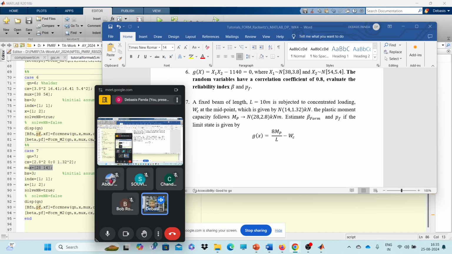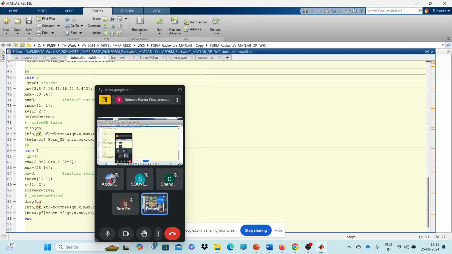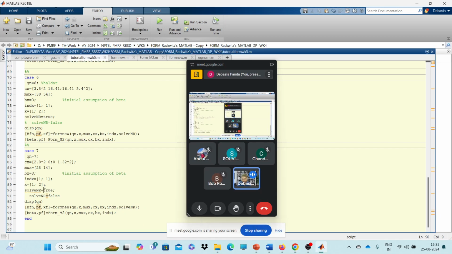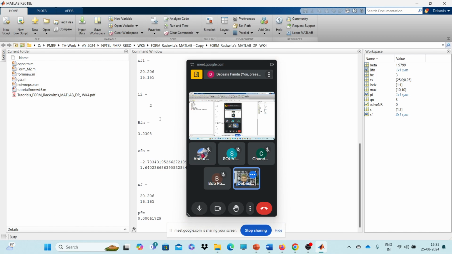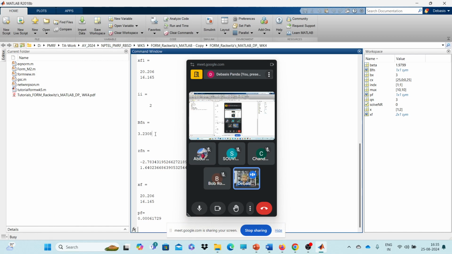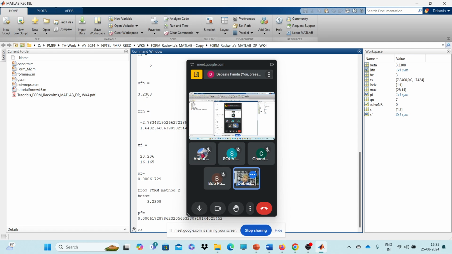Now if we call both these functions, we will get the values, and we will check whether we are getting the same values using the two algorithms, Rackwitz and Rackwitz-Fiessler. So let's run it and check it. The Rackwitz algorithm already gives me the result as 3.2308, and the Rackwitz-Fiessler algorithm is also giving me the same beta and same probability of failure.